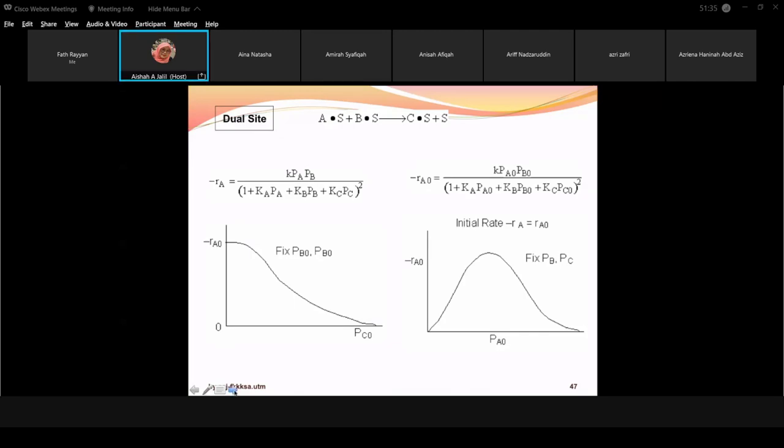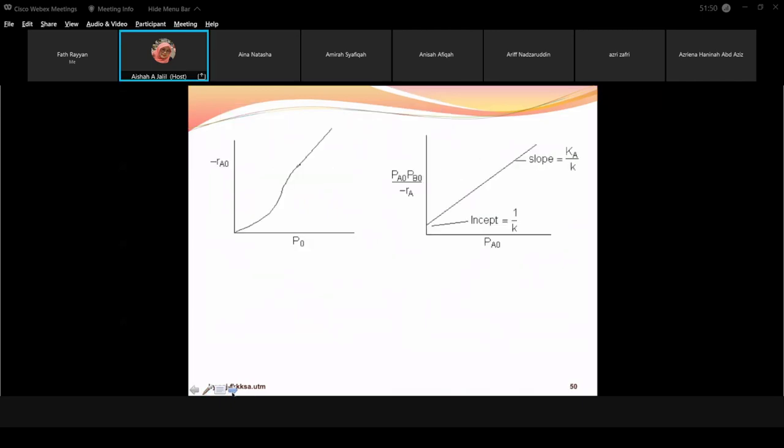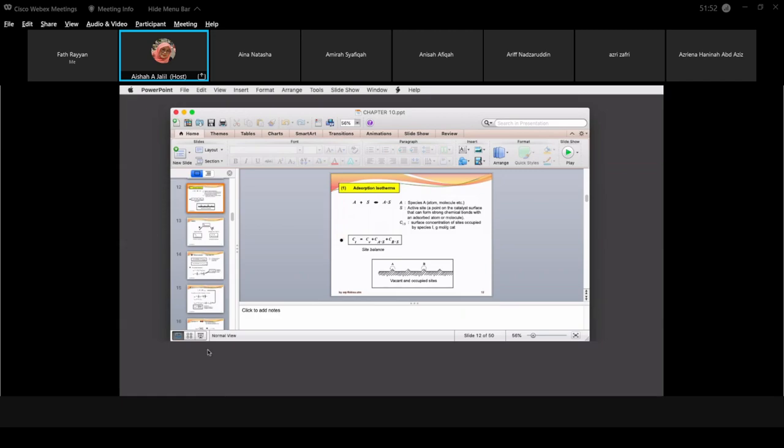If you choose the surface reaction as the rate limiting step, this is Eley-Rideal. If Eley-Rideal, you can get like this. Eley-Rideal for this one. Okay, C dot S. Only C dot S. Okay, I think that's all.